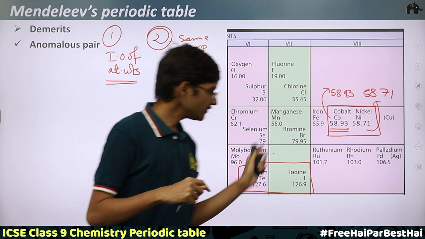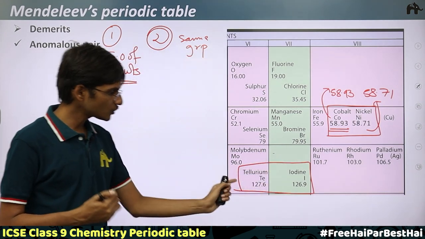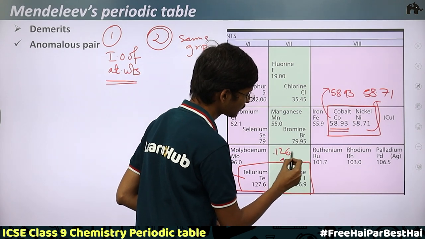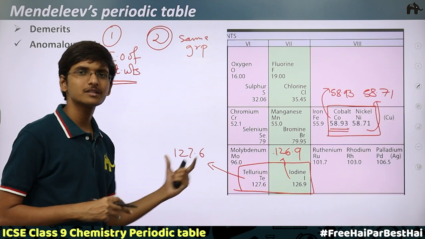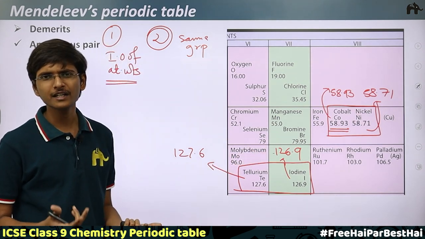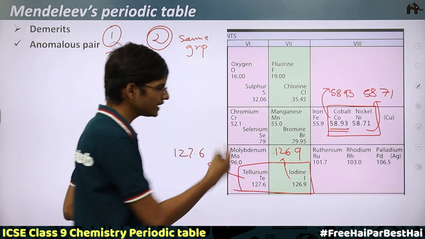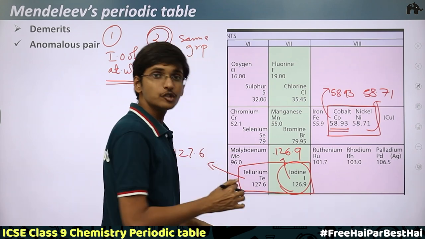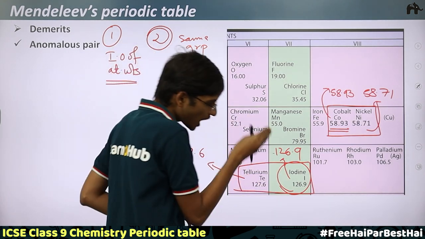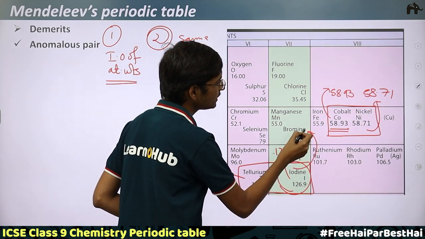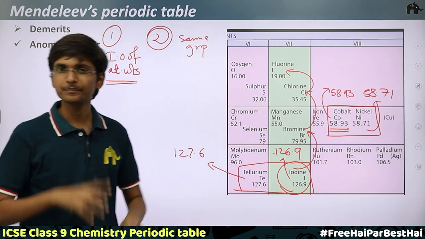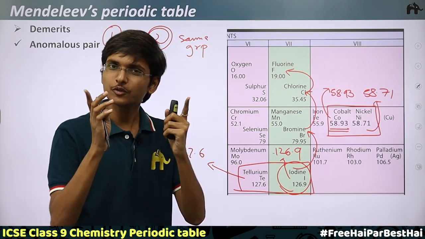In the same way here, tellurium and iodine: 127.6 is the tellurium's atomic mass, and iodine's atomic mass is 126.9. I'm rewriting the atomic masses so it would be easy for you to relate, if you are not able to see these numbers. So 127.6 to 126.9, it's decreasing again, so it should be the reverse order. But why did Mendeleev do this? He wanted to place iodine deliberately in this group, though its atomic weight was less than that of tellurium, because iodine's properties were matching those of bromine, chlorine and fluorine. So he paid more attention at some instances to his second criteria, which was actually the correct one, let me tell you. We will see it ahead.